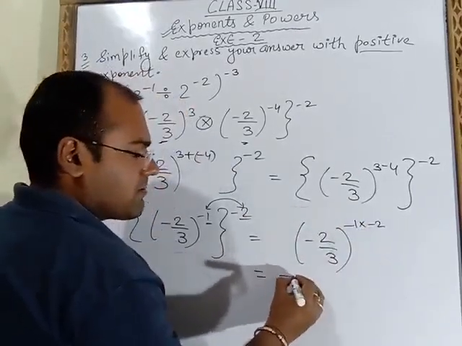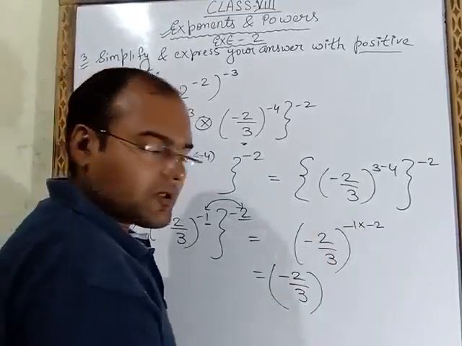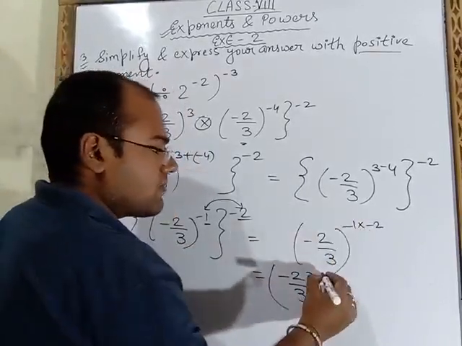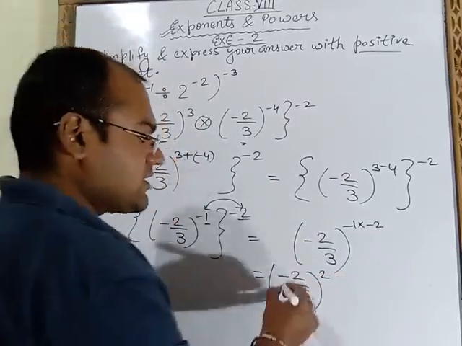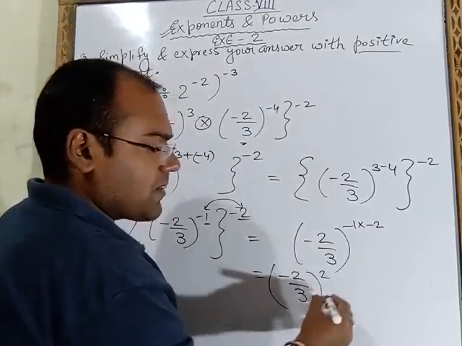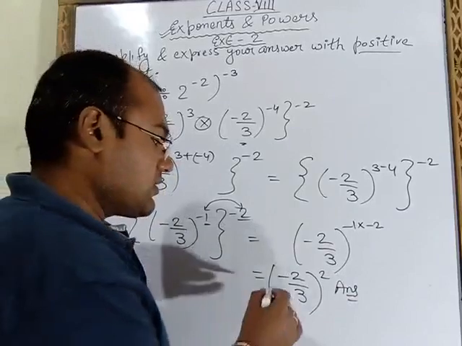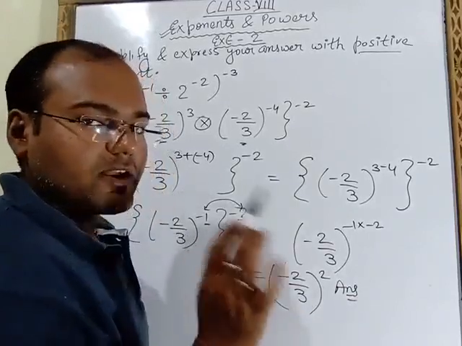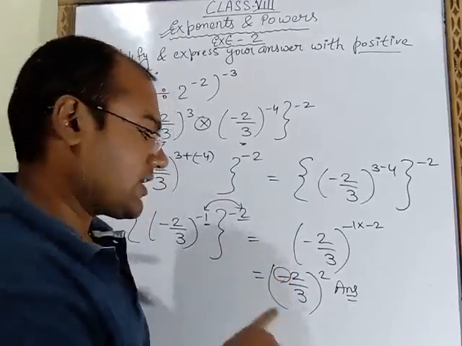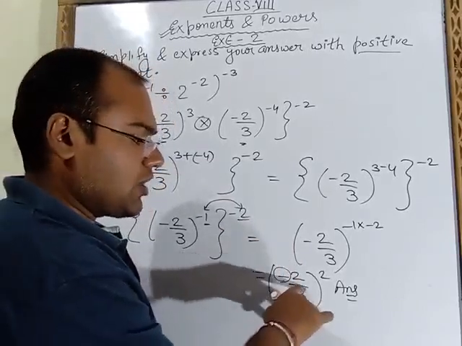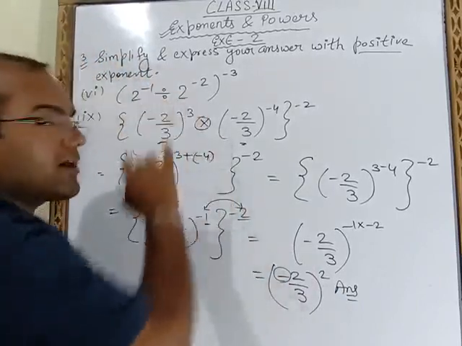So the answer will become minus 2 upon 3 whole power, minus multiply minus will become plus, 1 into 2 will be 2. So your final answer is minus 2 upon 3 whole power 2. In your textbook, this answer is given wrong. You can correct it in the answer sheet. Here the minus sign is not given in your answer sheet, so you correct it. The answer will be minus 2 upon 3 whole power 2. Like this you have to do all the remaining parts of question number 3.